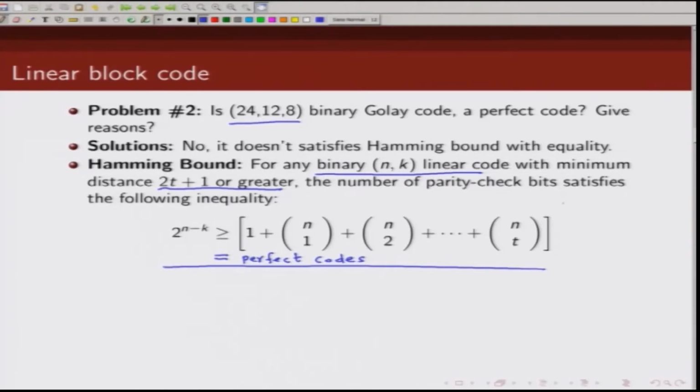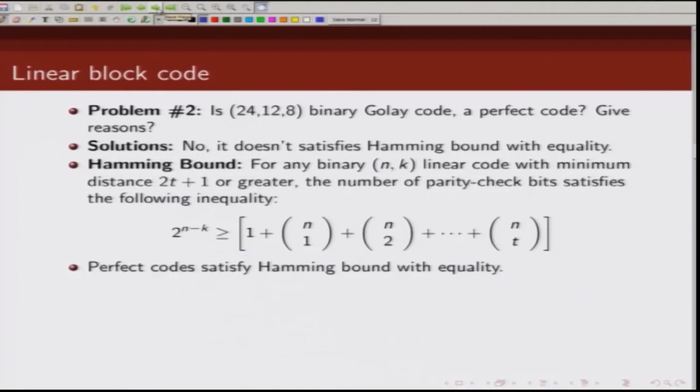Now, what would be the error correcting capability of this code? So, this will be the floor of (d min minus 1) by 2. In this case it is (8 minus 1) by 2, so this is a triple error correcting code. The (24, 12, 8) Golay code can correct 3 errors. So, t for this code is 3.